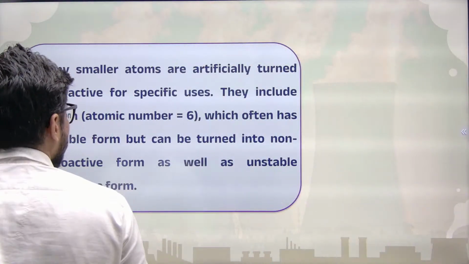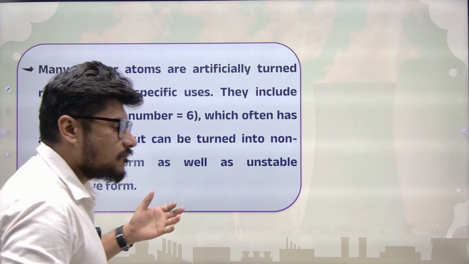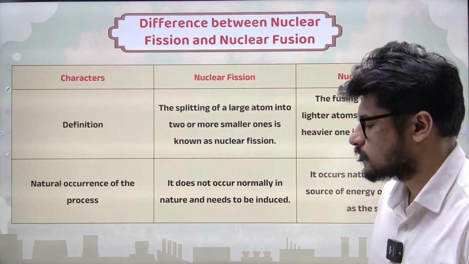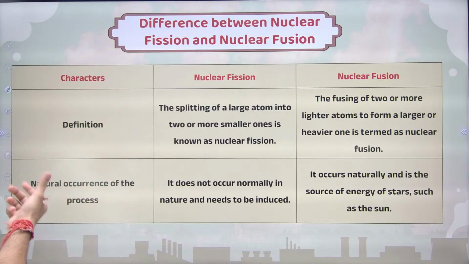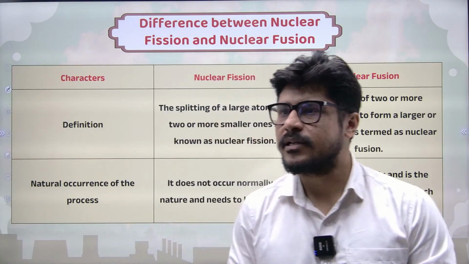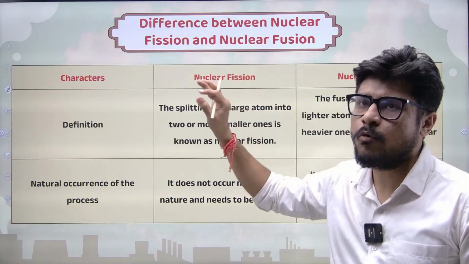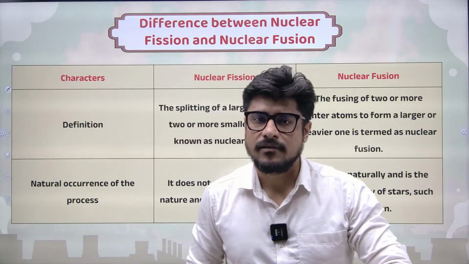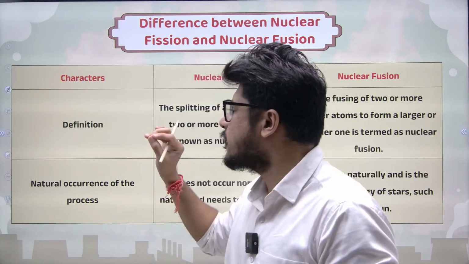There are also very small atoms which can be used in a fusion process. So let us discuss these two important processes, nuclear fission and nuclear fusion. In examinations, especially our civil service examination, this topic and subtopic is very important. They can ask what the various ways are in which you can develop nuclear energy. So two processes: nuclear fusion and nuclear fission.